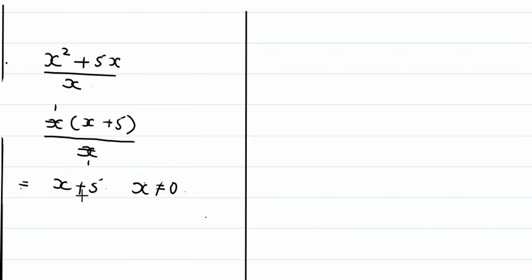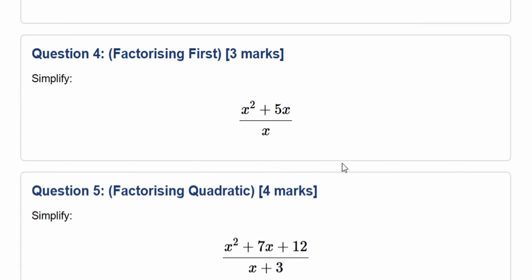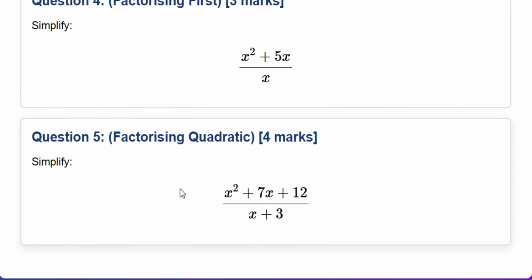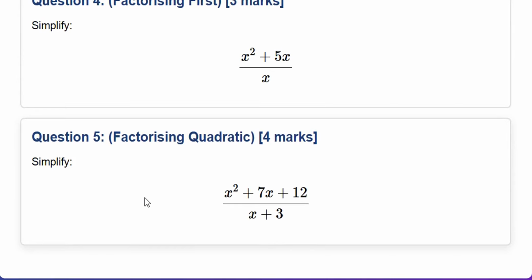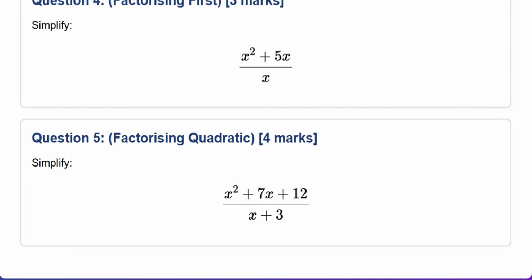If you put a 0 here and you divide by that number, it will give you a mathematical error. So that's how we do that question. And we can do question 5, which is even more complex than question 4. In this question 5, you are asked to simplify x squared plus 7x plus 12 divided by x plus 3.